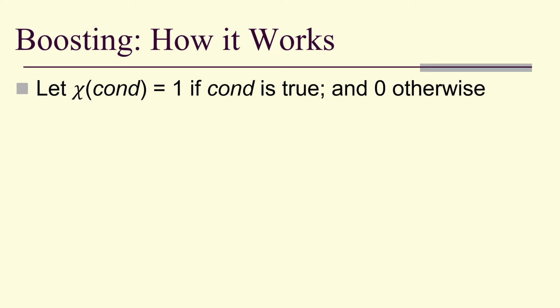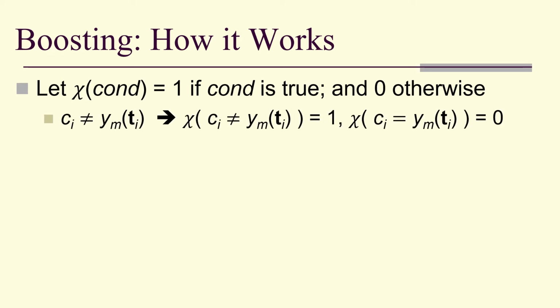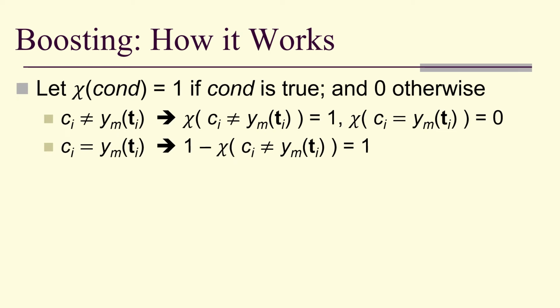Now we're going to let chi of some condition be 1 if the condition is true and 0 otherwise. So if c is not equal to y sub m of t sub i, then chi of the condition of not equals is 1, and chi of equality is 0. Remember, if the condition is true, we get 1. If the condition is false, we get 0. If c sub i is equal to y sub m of t sub i, then 1 minus chi of the not-equals condition is equal to 1, because the condition of not equals is 0, because we're in the case where the two are equal.